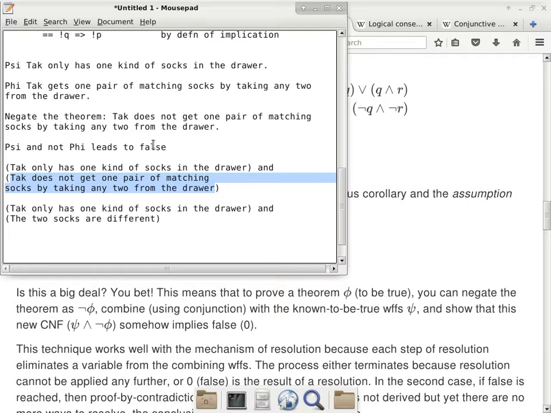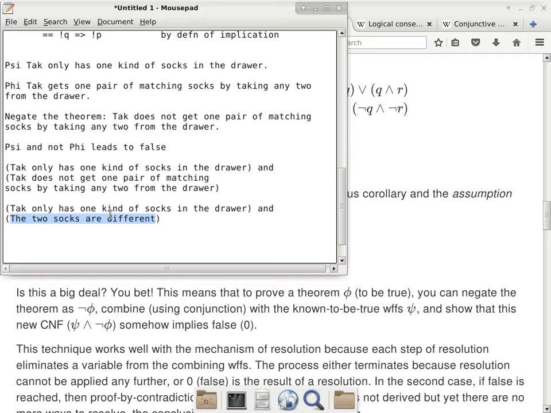I took two socks out of the drawer, but I did not end up with a matching pair, which implies that the two socks are different, because that's the only reason why I don't have a matching pair. There exist two socks that are different. So now I claim these two claims are contradicting each other, because the first sentence is known to be true to begin with: Tag only has one kind of socks in the drawer. That's given to be true. But because of the negation of the theorem, we came to the conclusion that two socks from that drawer are different. And these two are contradicting, because if I only had one kind of socks in the drawer, I should not end up with two different socks if I take just any two socks out of the drawer.